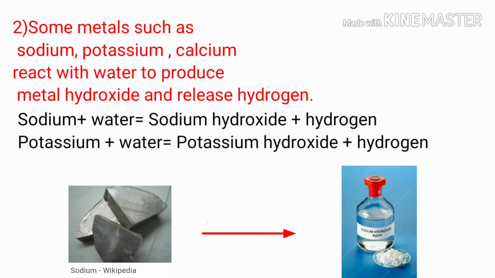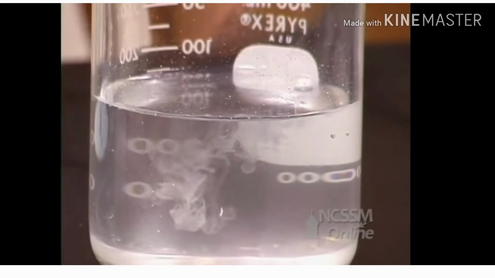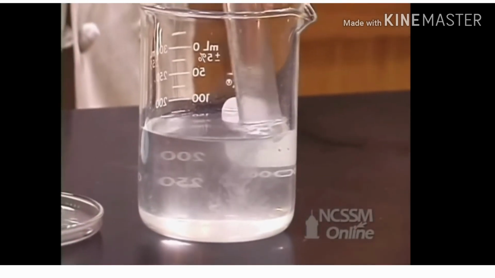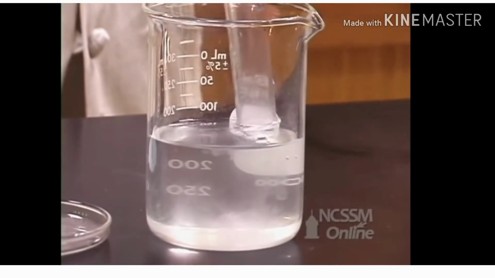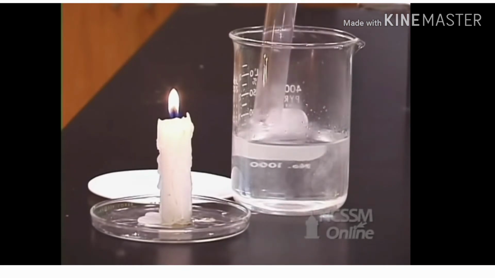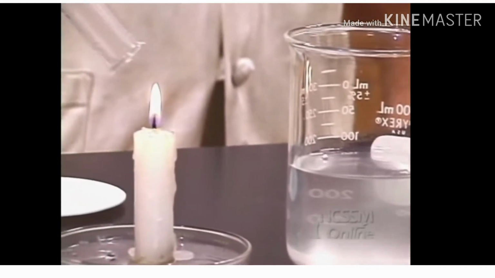react with water to produce metal hydroxide and release hydrogen. Sodium reacts with water to produce sodium hydroxide and release hydrogen. Potassium reacts with water to produce potassium hydroxide and release hydrogen. So 你可以看到，如果你拿个 gas hydrogen 遇到 fire 的时候 it will produce pop sound.